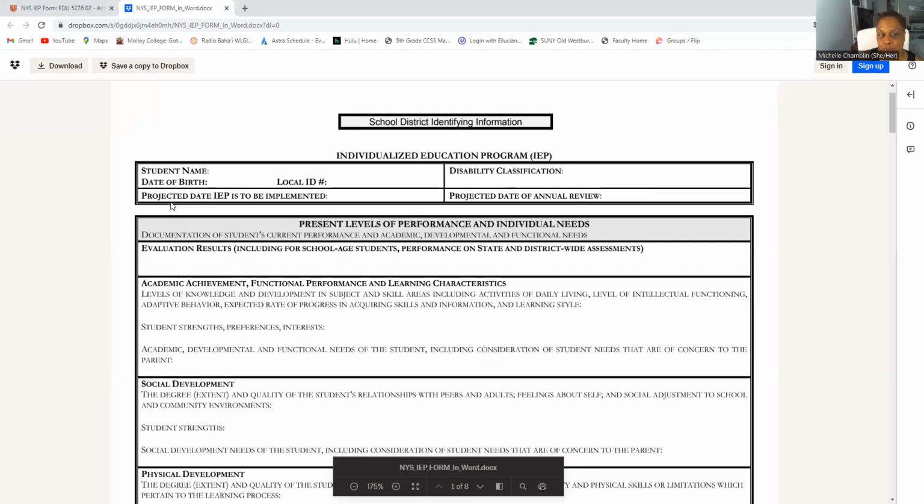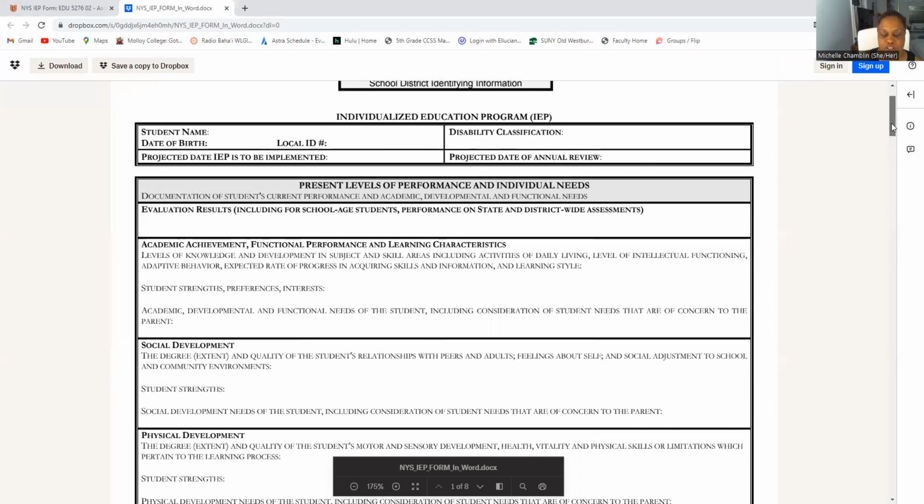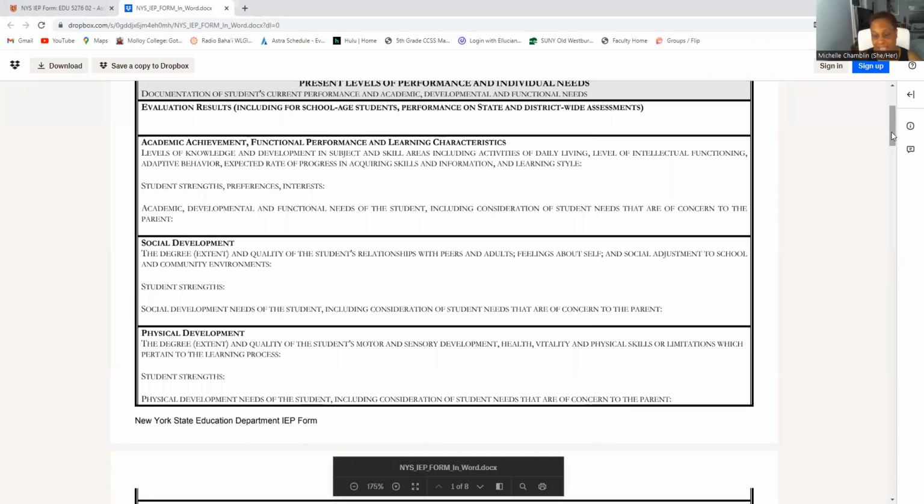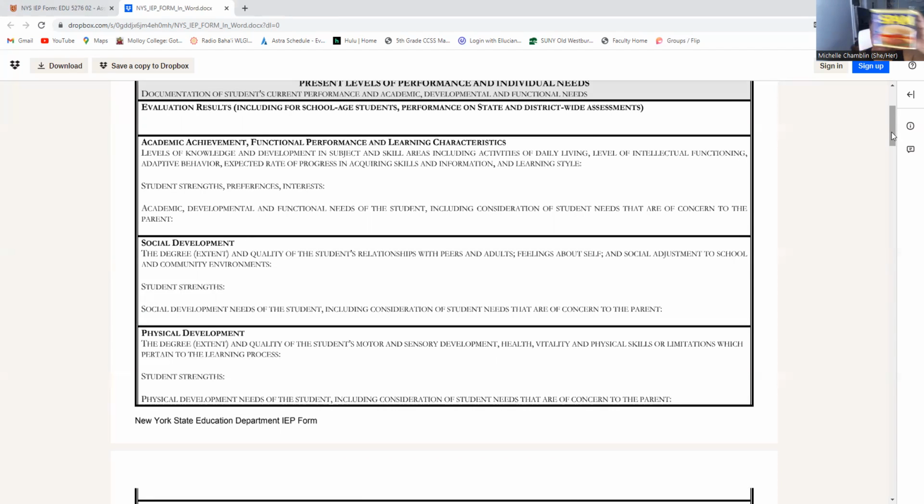Then we have the projected date the IEP is to be implemented, when it starts. So we have that date, and within a year, an annual review, we then meet to assess whether or not the program, the individualized education program, is working for the student. So let's go down to our present levels of performance. And again, remember, SPAM.